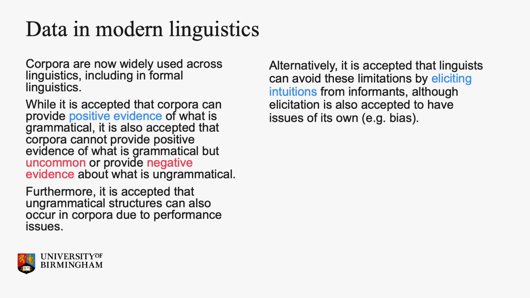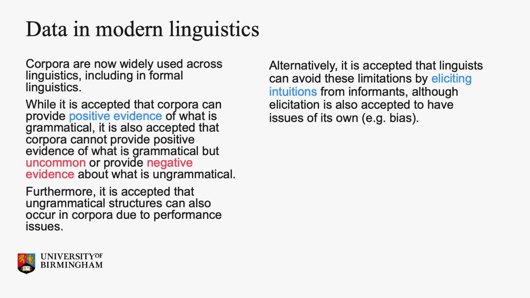And so they're used widely, but they're used with reservation. While it is accepted that corpora can provide positive evidence of what's possible, so you can look in a corpus and see that things happen, and this gives you evidence that these things are possible, there are, as I've already mentioned, these main critiques. One is that they don't give you evidence of things that are possible but too uncommon or happen not to occur in your corpus. So you get positive evidence, but you don't get positive evidence of everything that is possible.